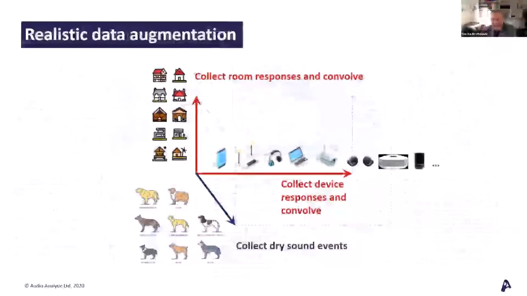So precisely, what do we do to make that tractable? At Tony Analytic, we do the following thing. We collect the sounds in a dry environment, okay? We remove all the room effects. I will tell you how. And then we collect independently the room effects and the device effects. How do we do that?